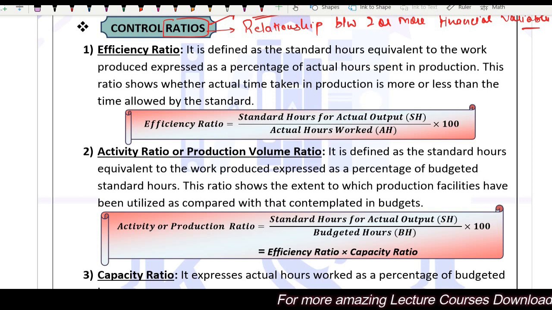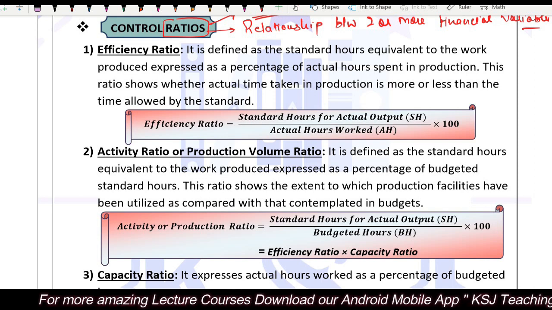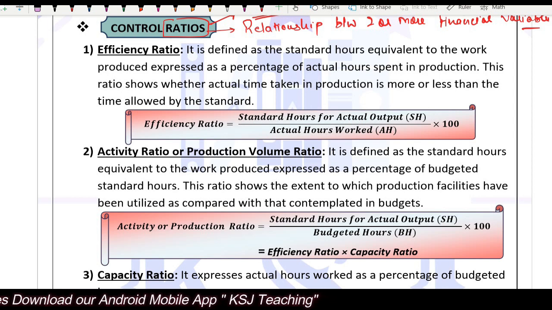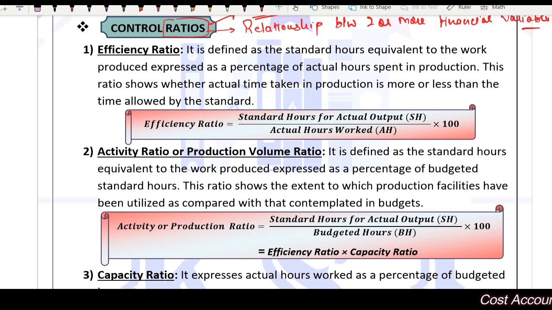A lot of things will be taken from standard costing. We have studied standard costing. With these control ratios, the parameters and the financial variables that we are going to use, we have already done in the chapter of standard costing. So I'm going to refer to that.